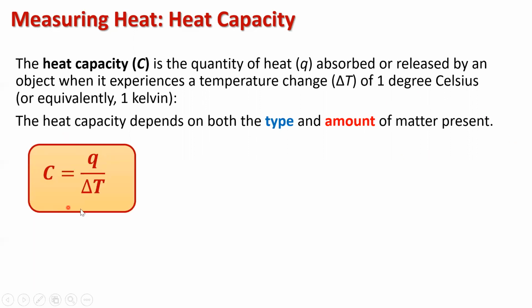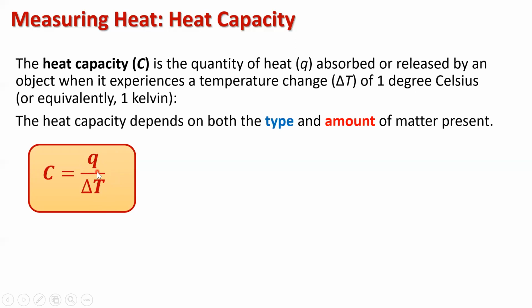And when we go to calculate heat capacity, this is the equation we'd be dealing with. Again, this capital C is heat capacity. This lowercase q is the heat that's either absorbed or released by an object. And the delta T is the change in temperature that's caused by the absorbing or releasing of Q, or the amount of heat.